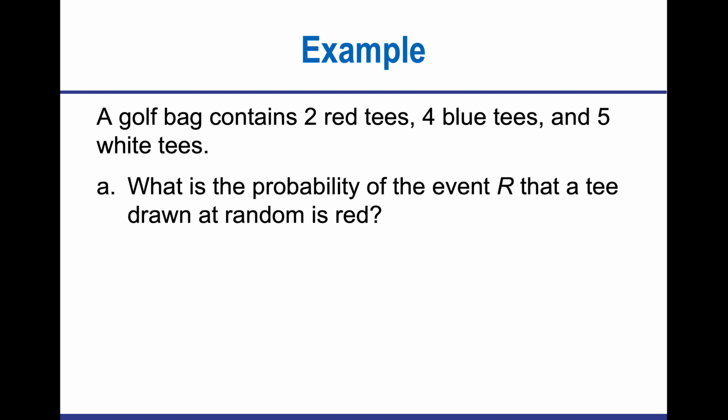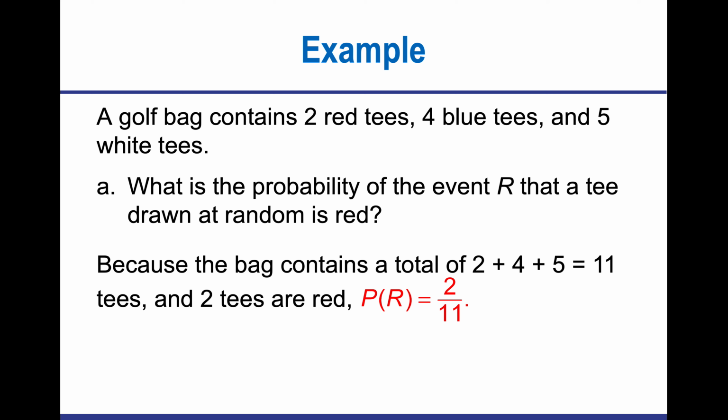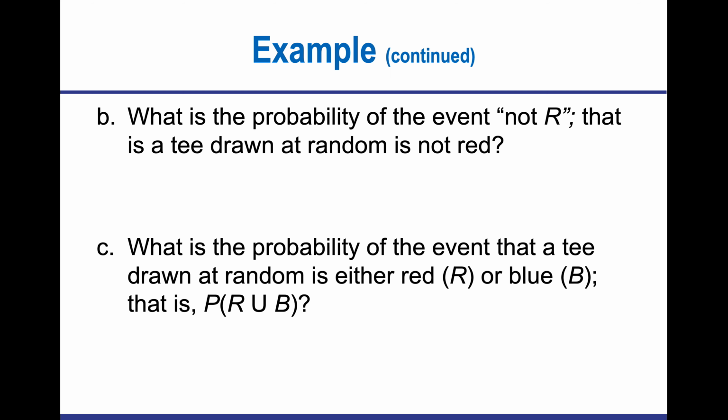These are really important for the lab. A golf bag contains 2 red tees, 4 blue tees, and 5 white tees. What is the probability of the event R that we draw a red tee? Well, I have a total of 11 tees. I'm only doing one pull. I'm pulling one thing out. So 2 of those 11 are red, so the probability is 2 over 11.